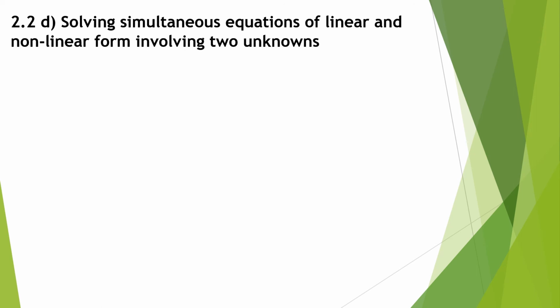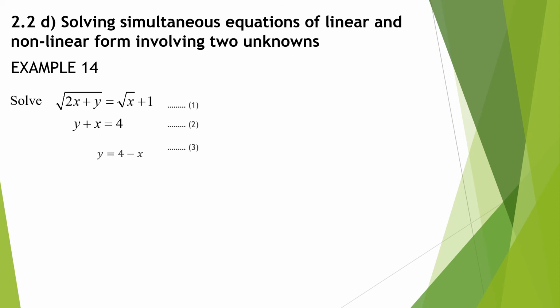In the subtopic 2.2d, you will know how to solve simultaneous equation of linear and nonlinear form involving two unknowns. For example, this equation asks us to solve these two equations, square root of 2x plus y equals to square root of x plus 1. This is the first equation. And y plus x equals to 4, another equation. We name the first equation as 1 and the second equation is 2. And then we get the third equation by moving x to the other side. So we will have y equals to 4 minus x. So we name it as equation 3.